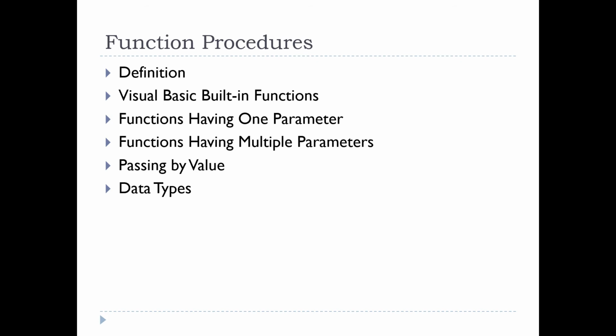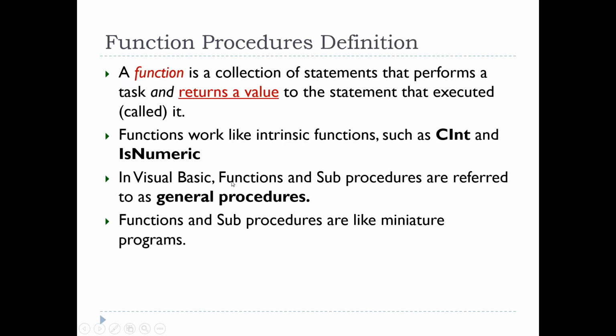Also, you know how when you convert that value into a dollar symbol? That is also a function. So we have result.ToString, and then we put the character C inside. That is a function. It converts that into a dollar value. It's a built-in function built into Visual Basic. Functions can have one parameter and can also have multiple parameters. I will talk about that also, passing by value and the data types.